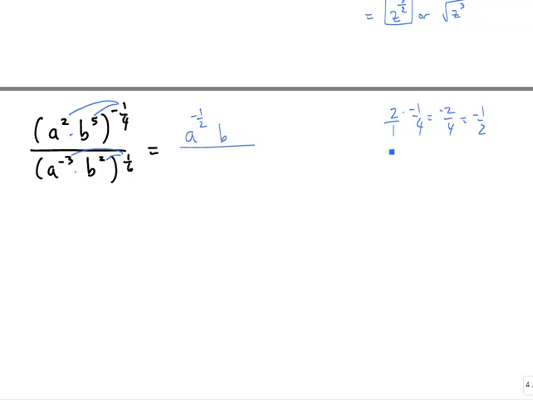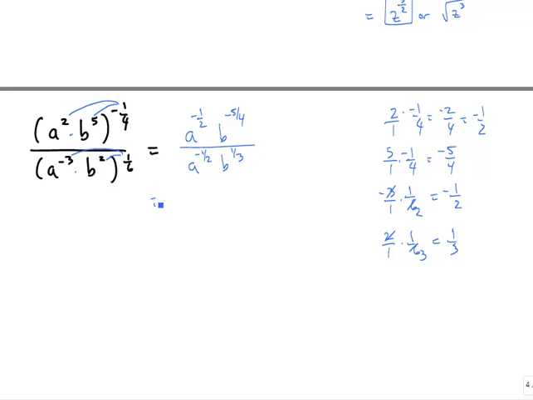b has a power of 5, or 5 over 1. When I multiply that by negative 1/4, top times top over bottom times bottom gives me a power of negative 5/4. In the denominator, multiplying powers again, negative 3, or negative 3 over 1, times 1/6. We can reduce here a little bit. 3 goes into 6 twice, so this is going to leave me with a negative 1/2 power. And for 2, or 2 over 1 times 1/6, 2 goes into 6 3 times, so the power on b is going to be 1/3.